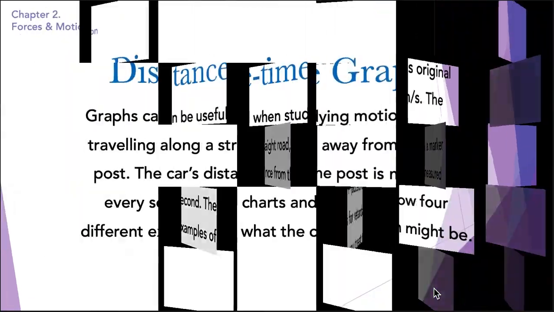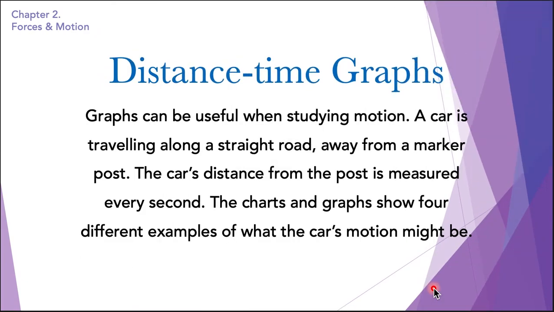Distance time graphs and speed time graphs. First, let's understand distance time graphs. Graphs can be useful when studying motion. So, a car is traveling along a straight road away from a marker post. The car's distance from the post is measured every second. The charts and graphs show 4 different examples of what the car's motion might be.